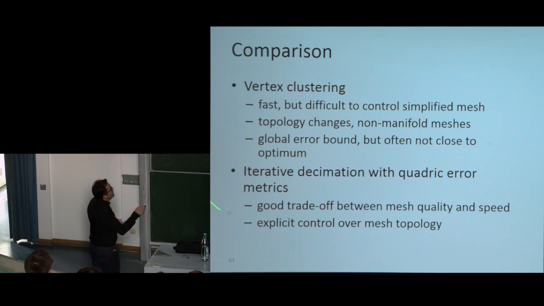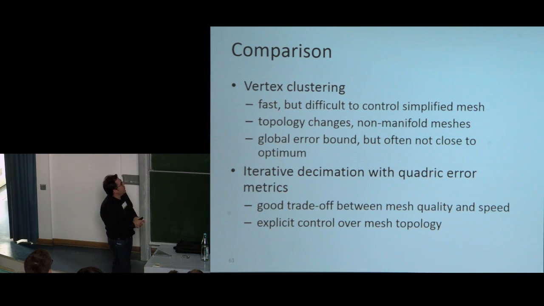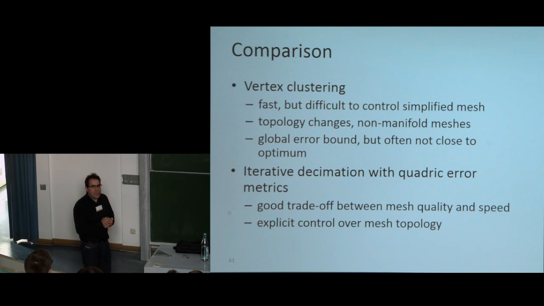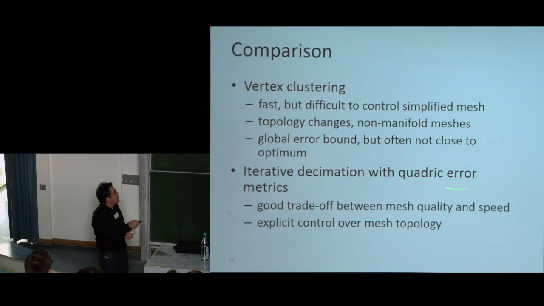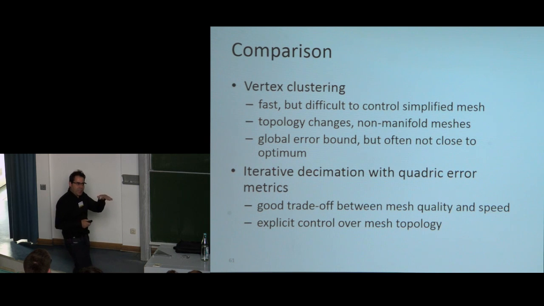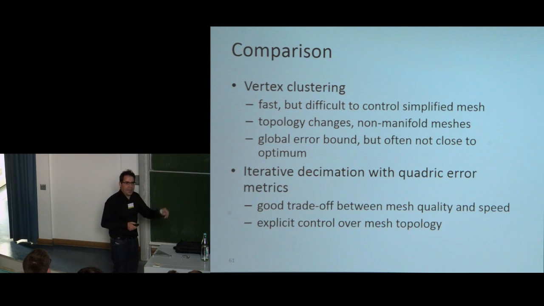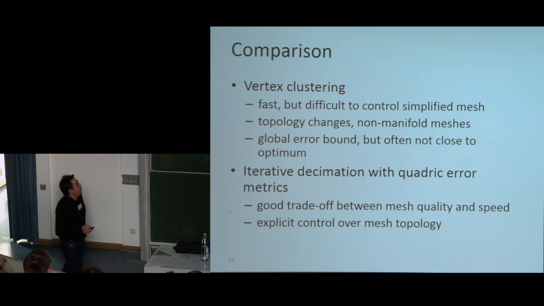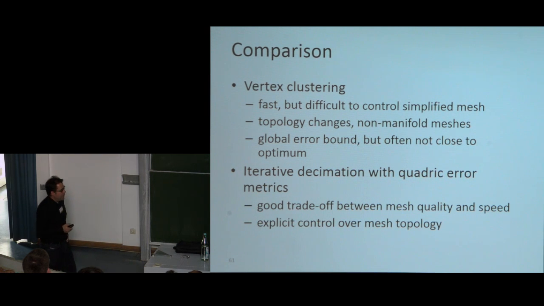If you look at the iterative decimation approaches with quadric metrics, you usually have a very good trade-off between mesh quality and speed. You can also have explicit control of the mesh topology through the atomic operator. If you have a two-manifold initially, you can easily use operators that preserve it.